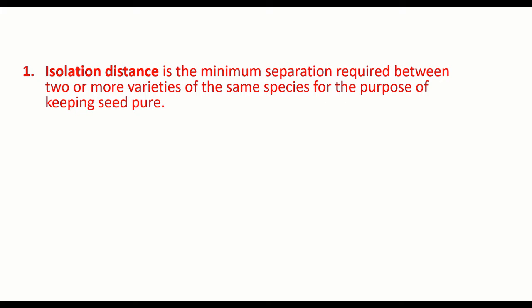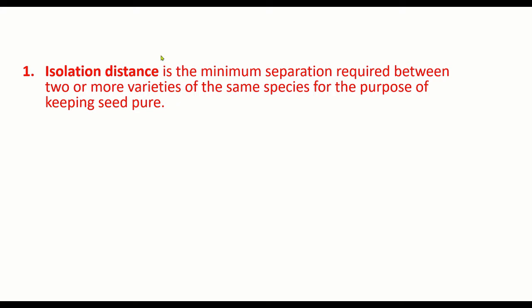What is isolation distance? It is the minimum separation required between two or more varieties of the same species for the purpose of keeping pure seed. To maintain the genetic purity of the seed lot, we have to maintain a certain distance between two different plots that are going to be grown. For example, if we are growing two varieties, CAU-R1 and CAU-R2, in two different plots, and it is a cross-pollinated crop, they have to be well apart because there is a high chance of cross pollination. This is in terms of distance.